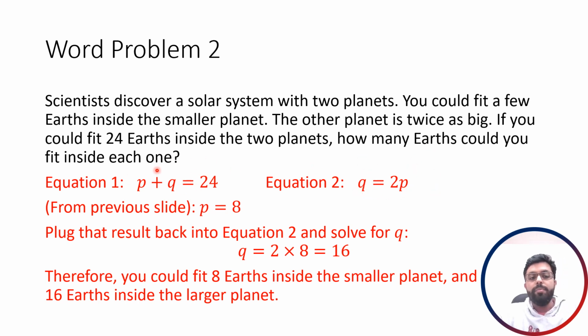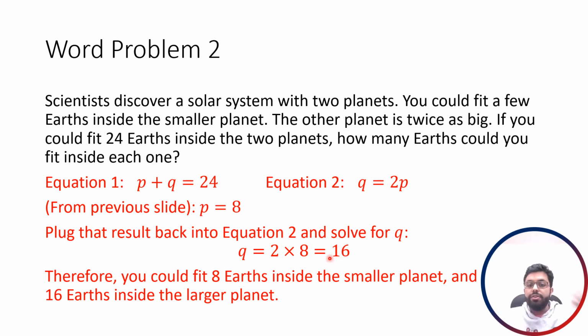Now from equation 1, P plus Q equals 24, we got that P equals 8. So we take that result and plug it back into equation 2. So we get that Q equals 2P. Well, P is 8, so Q equals 2 times 8, which is 16. Q is equal to 16.